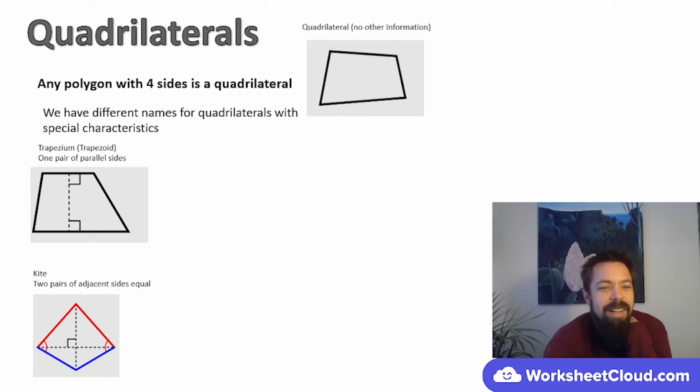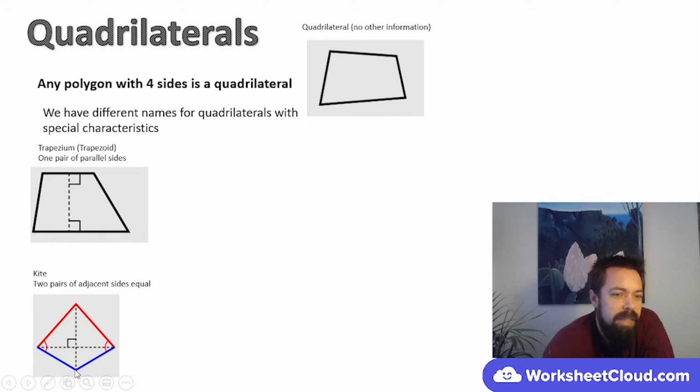I'm not sure. Then we have a kite, which looks like a kite, and that's why it's called a kite. The thing about a kite is it's got two pairs of adjacent sides equal. Now, adjacent is a very fancy word for just saying that those are next to each other. So these two are the same length, and then these two are the same length.